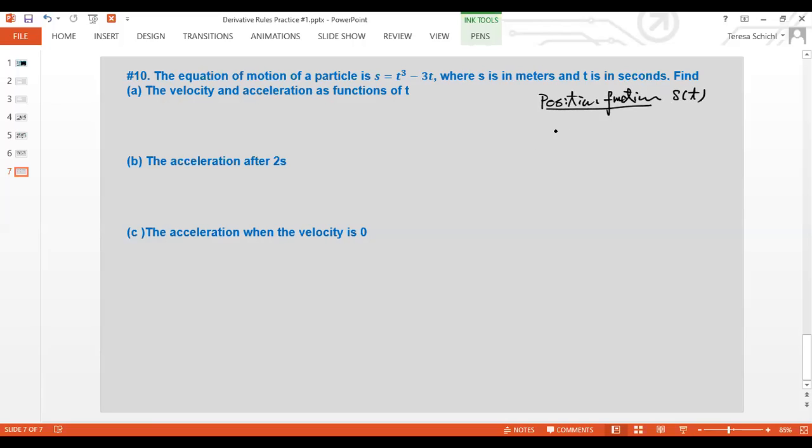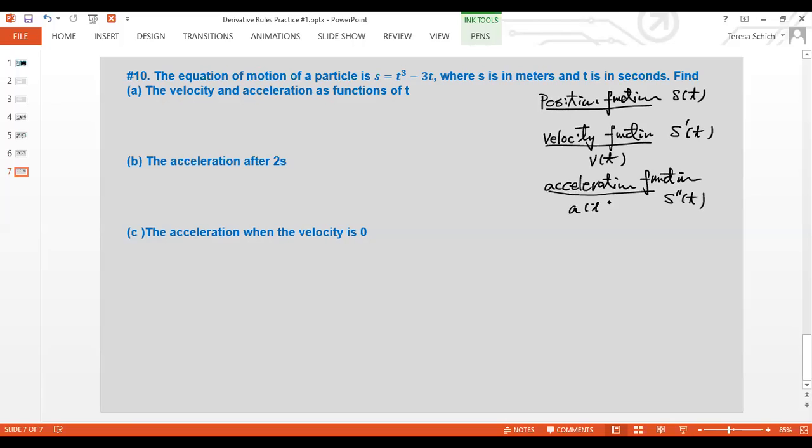The next one is the velocity function. The velocity function is the first derivative of the position function. Typically, we use v(t) to represent the velocity function. Then the next one is the acceleration function. The acceleration function is the second derivative, a double derivative of the position function, and typically we use a(t) to represent it.